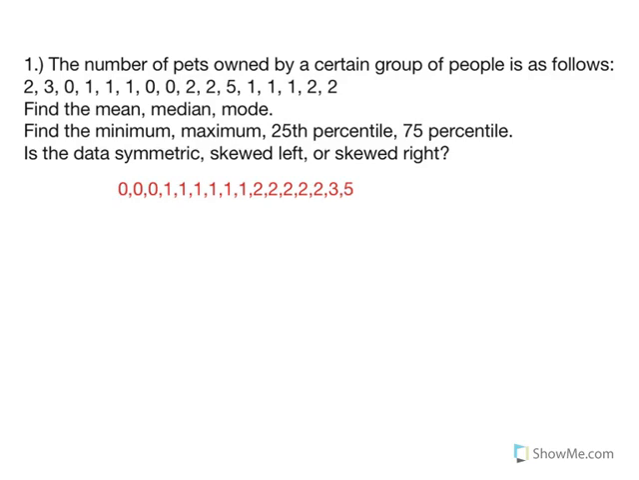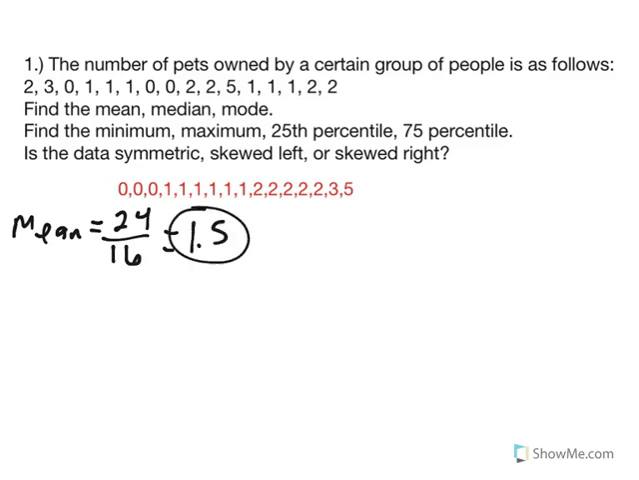So to find your mean, just to refresh this, we add all of our numbers together. So if I want to find my mean, I add them all up. And when I add them, I end up with 24. And I have 16 total numbers. So if I take 24 divided by 16, my mean is 1.5.